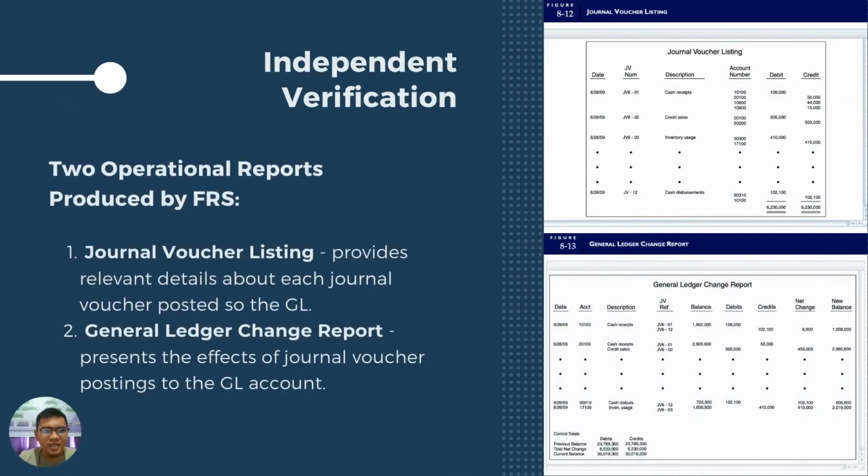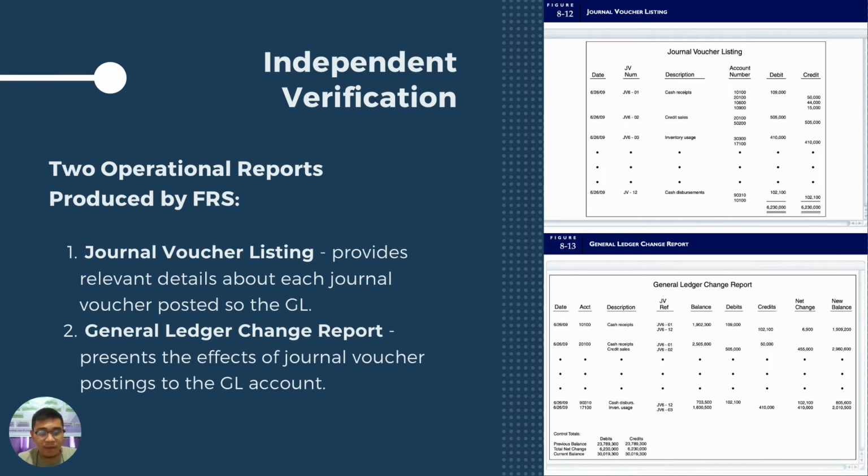And now, let's proceed to independent verification. So there are two operational reports produced by FRS. In previous chapters, we have portrayed the general ledger function as an independent verification step within the accounting information system. The FRS produces two operational reports. Number one is the journal voucher listing, and the second one is the general ledger change report, that provide proof of accuracy of this process.